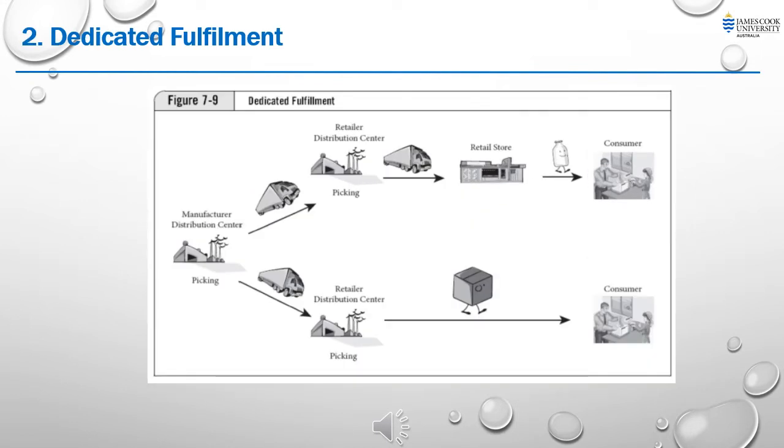In dedicated fulfillment, we have both a store and an internet presence with two separate distribution networks, where one is dedicated for online ordering and the other is dedicated for brick and mortar actual shop ordering. So you can see in this fulfillment, we do have two separate fulfillment centers.